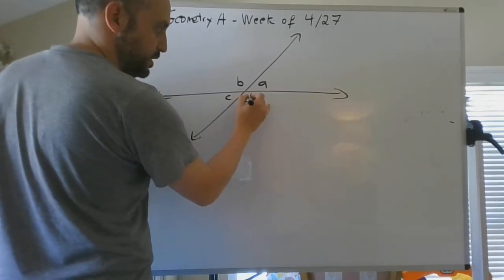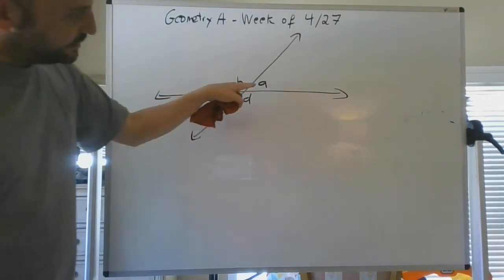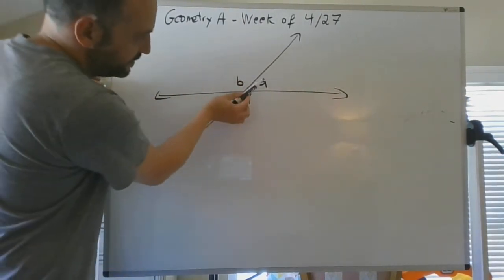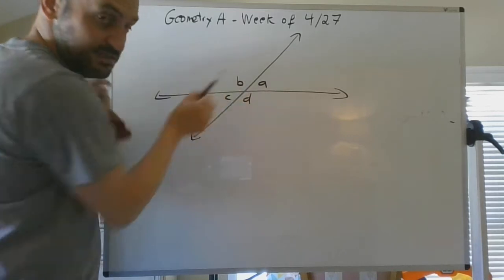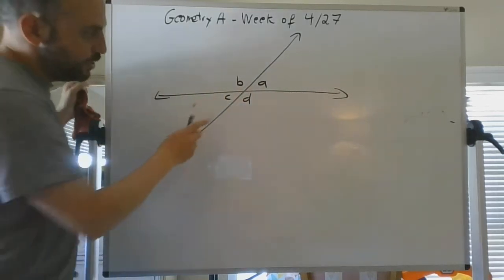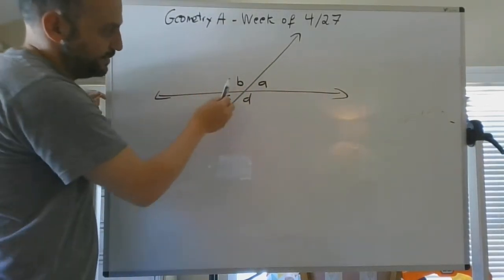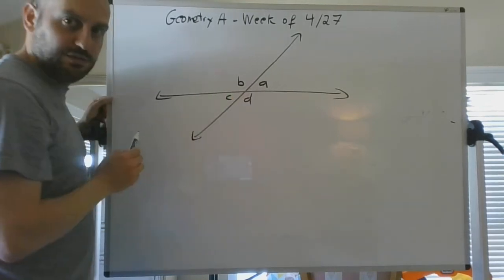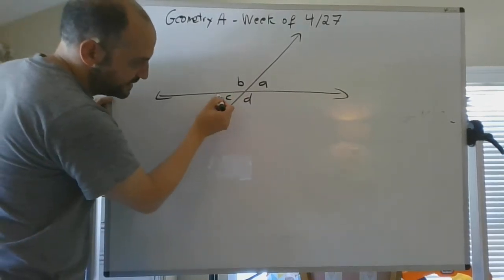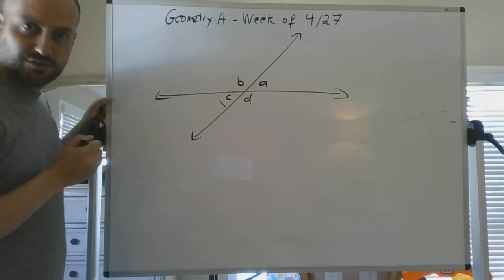Okay? So look at angle A. You see this angle right here? It's just this small angle right here. That is an acute angle. Who else is an acute angle here between A, B, C, and D? Well, A is acute. The other one that's also acute is C right over there. C is also an acute angle.